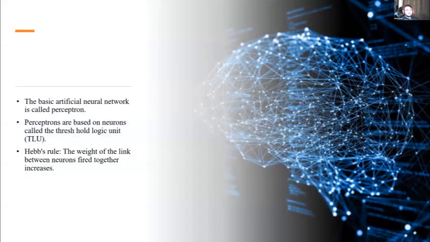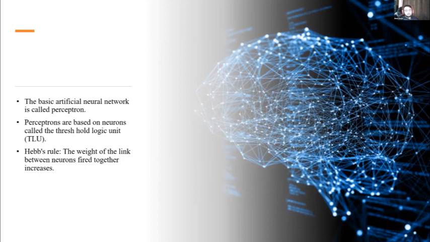The basic artificial neural network is called the perceptron. Perceptrons are based on neurons called threshold logic units, TLUs. These are simple neurons with a single input unit and an activation function. Perceptron inputs pass through special structures called input neurons, where the input is.